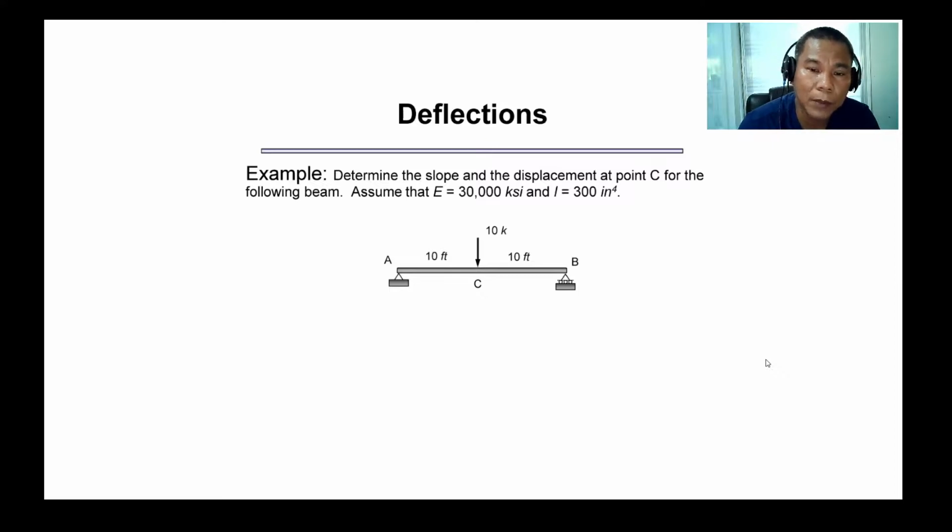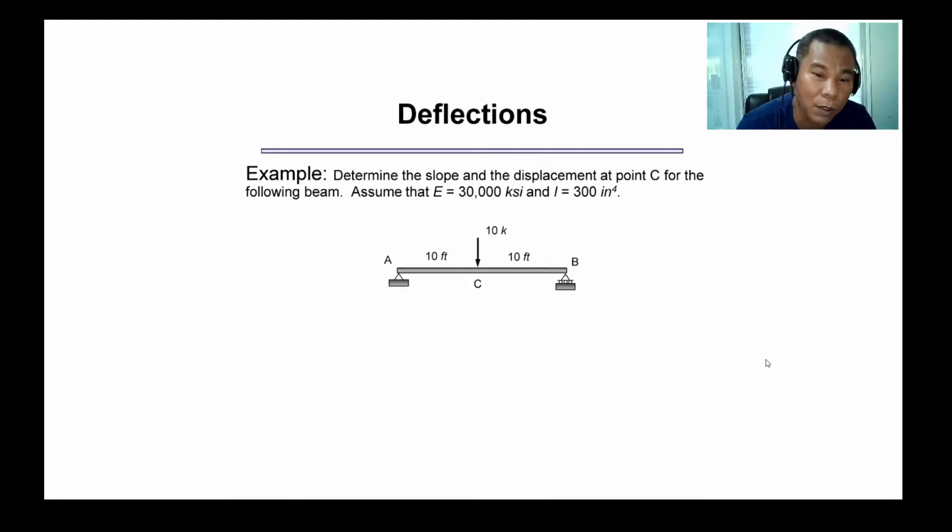So here in our example, we need to convert first the real beam to the conjugate beam, and aside from that, we need to draw first the moment diagram. So before drawing the moment diagram, you have to compute the reaction. And since this is symmetrical, both the beam and the loading are symmetrical, just take half of the loading, 10 over 2, that is 5 kips. So the reactions at A and B are both 5 kips.